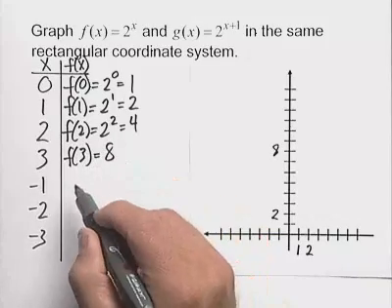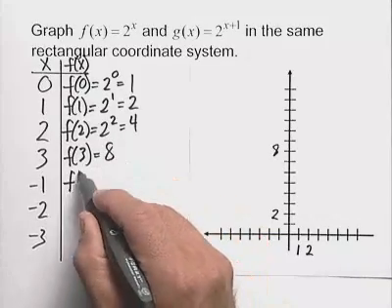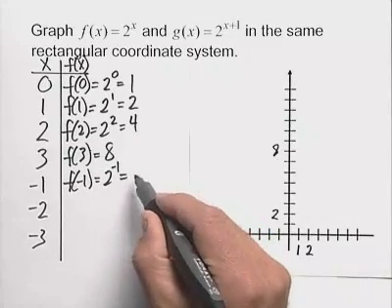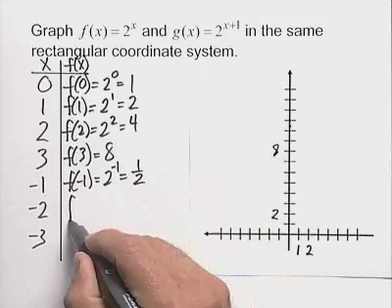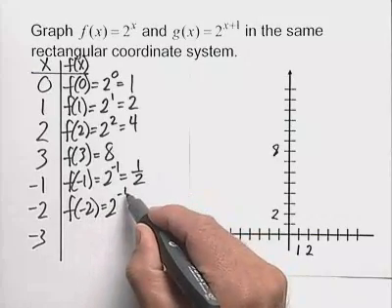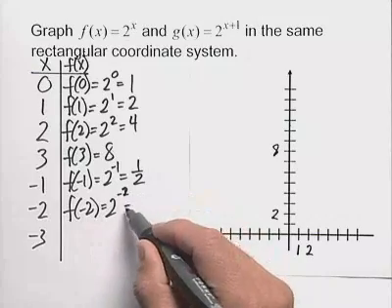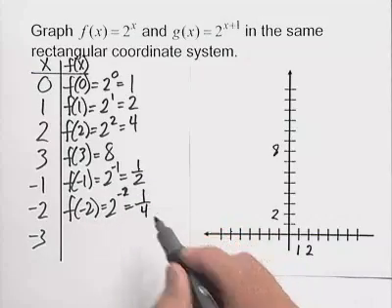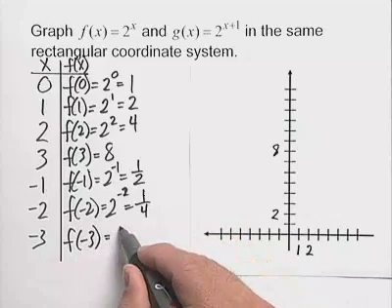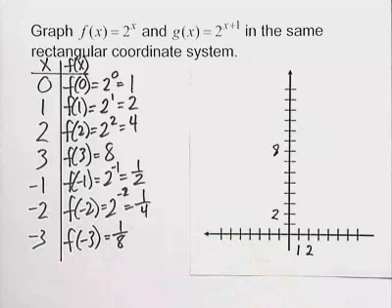Now let's do the negative domain values. F of negative 1 gives us 2 to the negative first, which is 1/2. F of negative 2 is 2 to the negative second power. That will give us a value of 1/4. And similarly, f of negative 3 will give us 1/8. So these are the values we're going to use to graph the exponential function 2 to the x power.